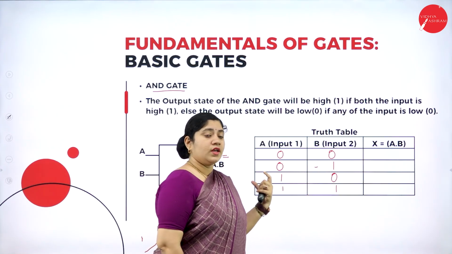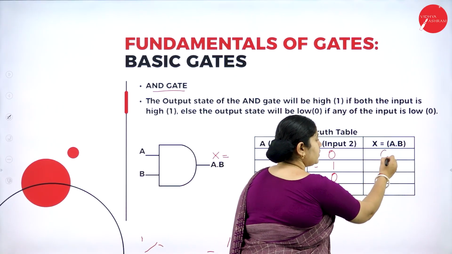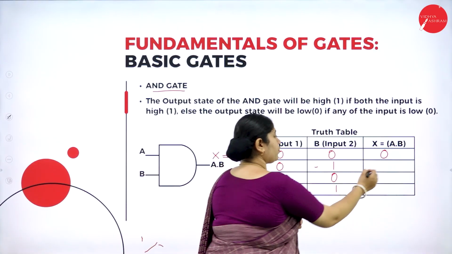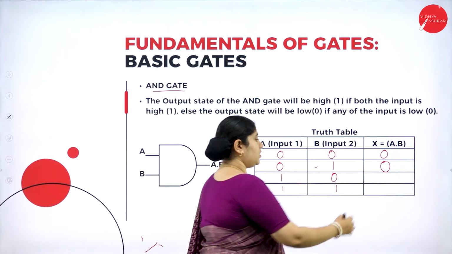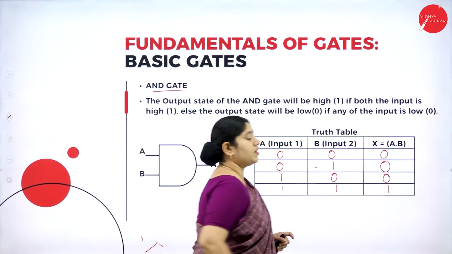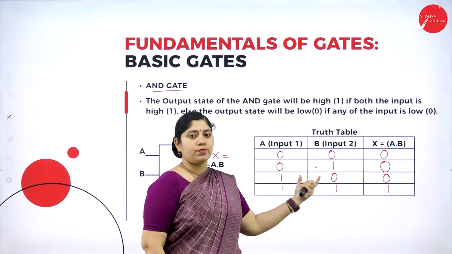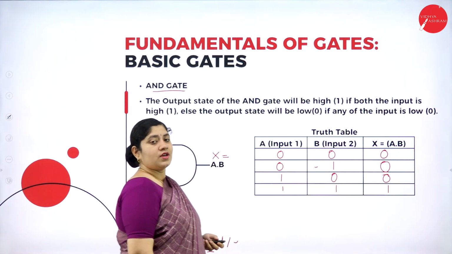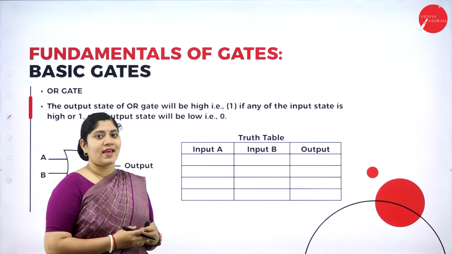Up next, let's see the output. As I told you, 0 into 0 will give us an output of 0, followed by 0 into 1, which is also 0. Up next, 1 into 0 is also 0, and 1 into 1 gives us a value of 1. So that's what I told you: only whenever our input bits are high, at that time the output bit will be high. So this is the truth table for the AND gate. Now let's move forward and see the third basic gate, that is none other than the OR gate.